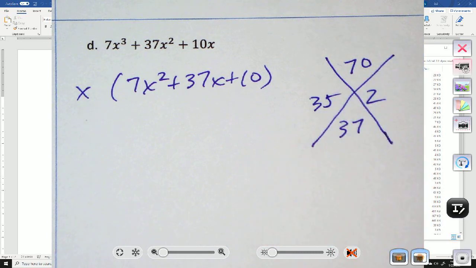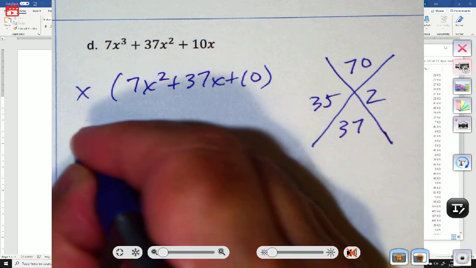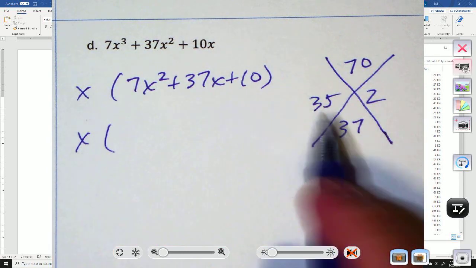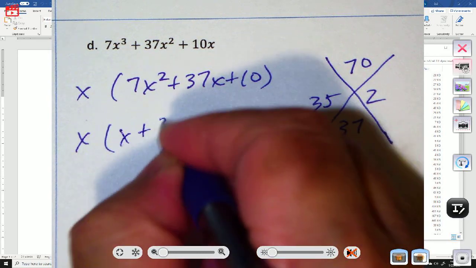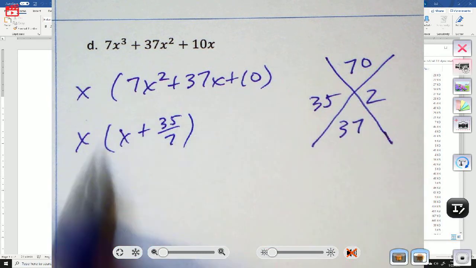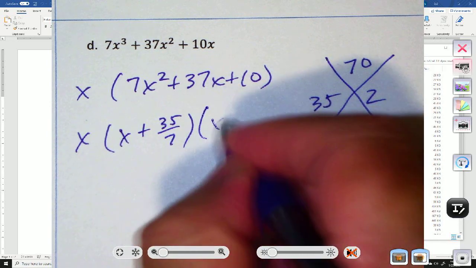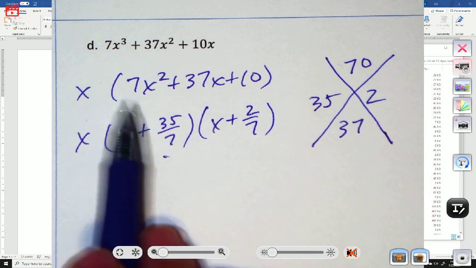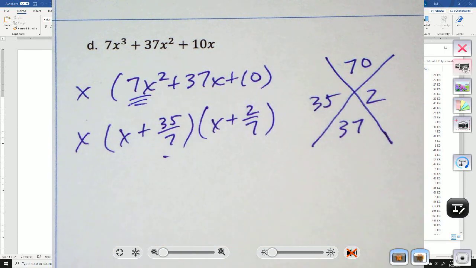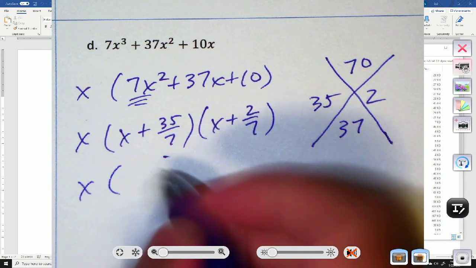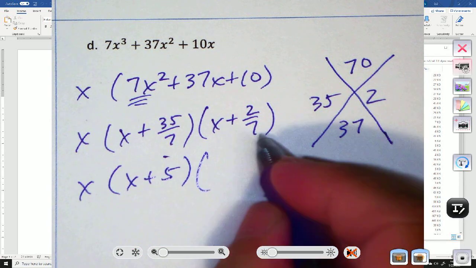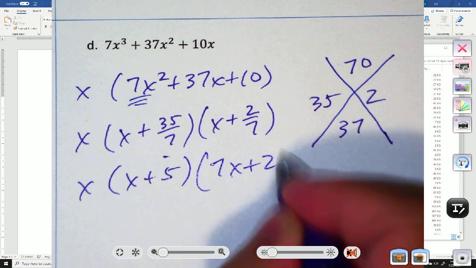So let's do that. So this x just comes for the ride, right? Don't drop that. So it's going to be x plus 35. Don't forget, put it over the leading coefficient. x plus 2 over 7. Don't forget to put the 7 underneath both of them. It's always the leading coefficient. Clean that up. 35 over 7 is 5. Here, bring forward the 7 plus 2. That's it. That's D.